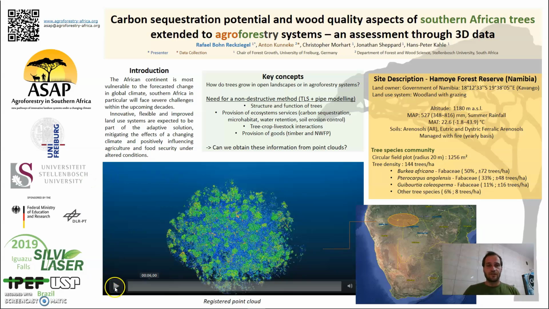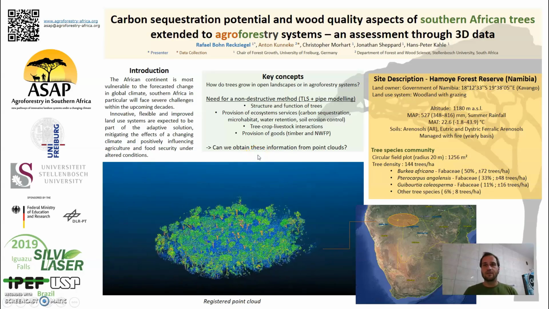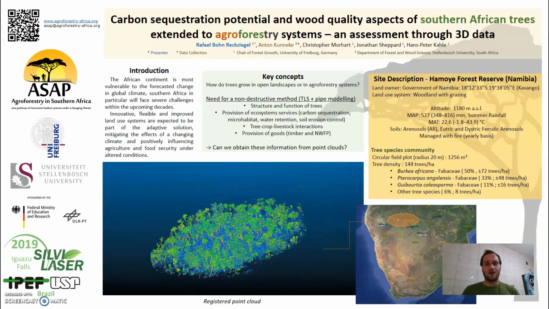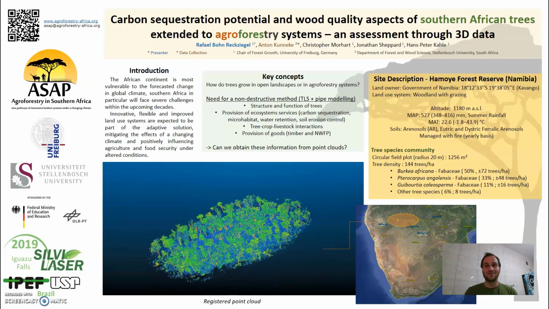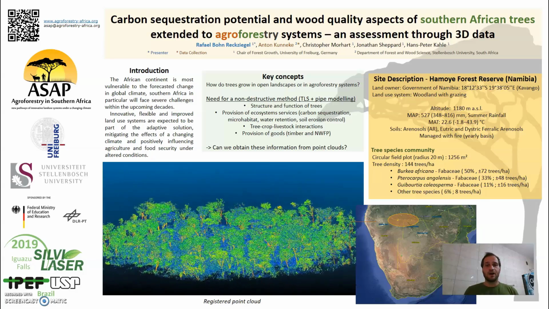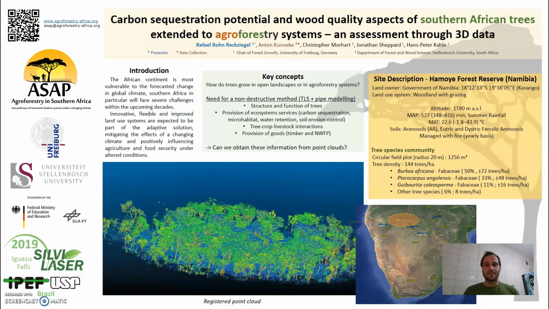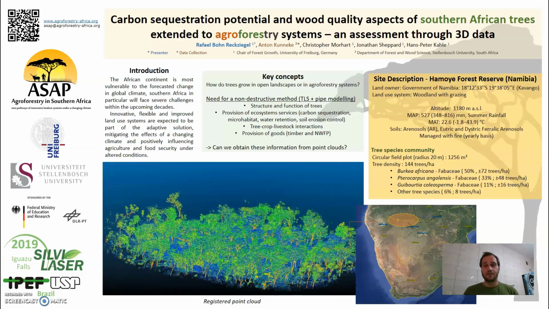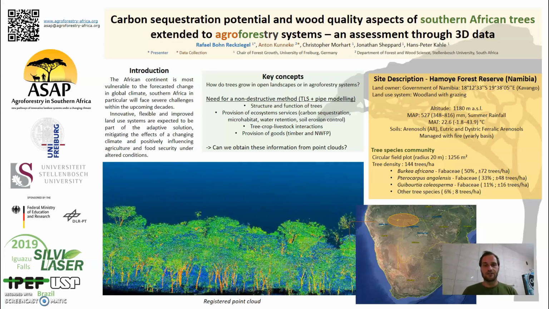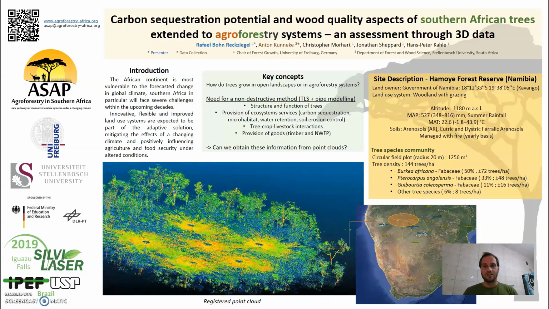Here I show you a first point cloud my colleagues produced in a site in Namibia, Hamoi Forest Reserve, which is a silvipastoral system, a typical savanna woodland with grazing, managed by fire on a yearly basis. The tree density in this area is 144 trees per hectare, and this forest formation is composed mainly of Fabaceae species.